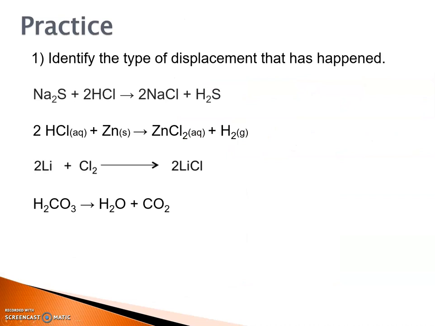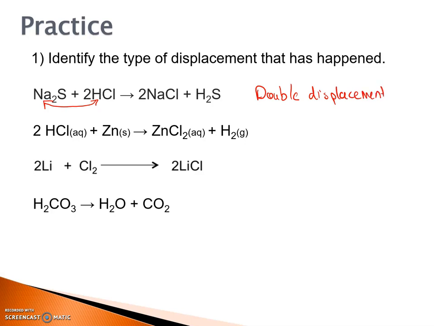Now it says identify the type of displacement that has happened. And what we can see is we've got four different situations. In this first case, we can see that we had sodium paired up with sulfur, hydrogen paired up with chlorine, and now we have sodium paired up with chlorine and hydrogen paired up with sulfur. They have switched. Literally, these two things have switched. And so this is a double displacement reaction.